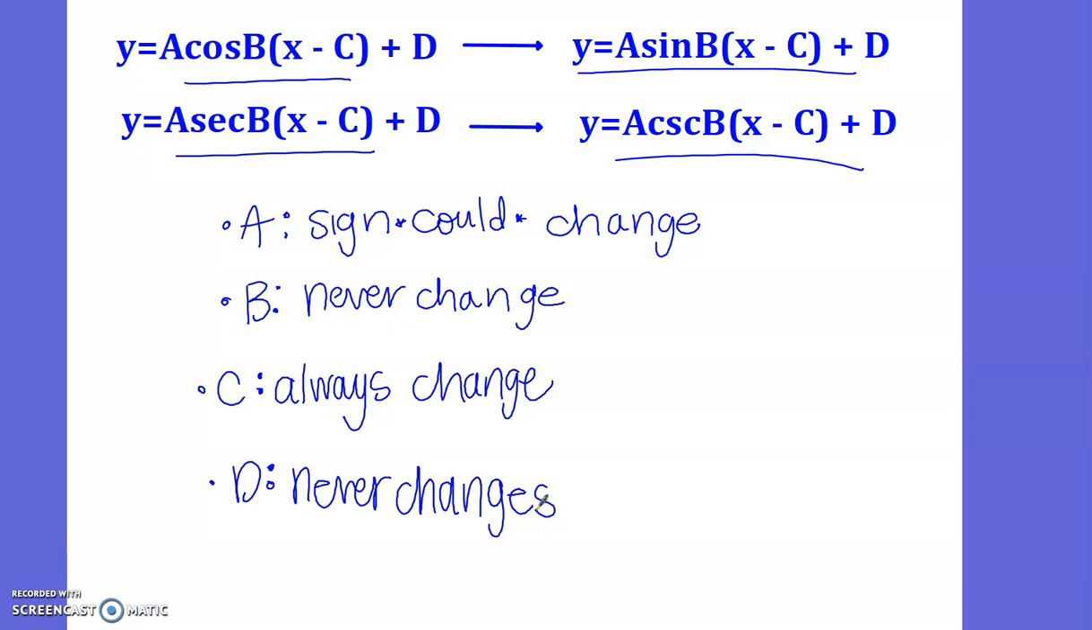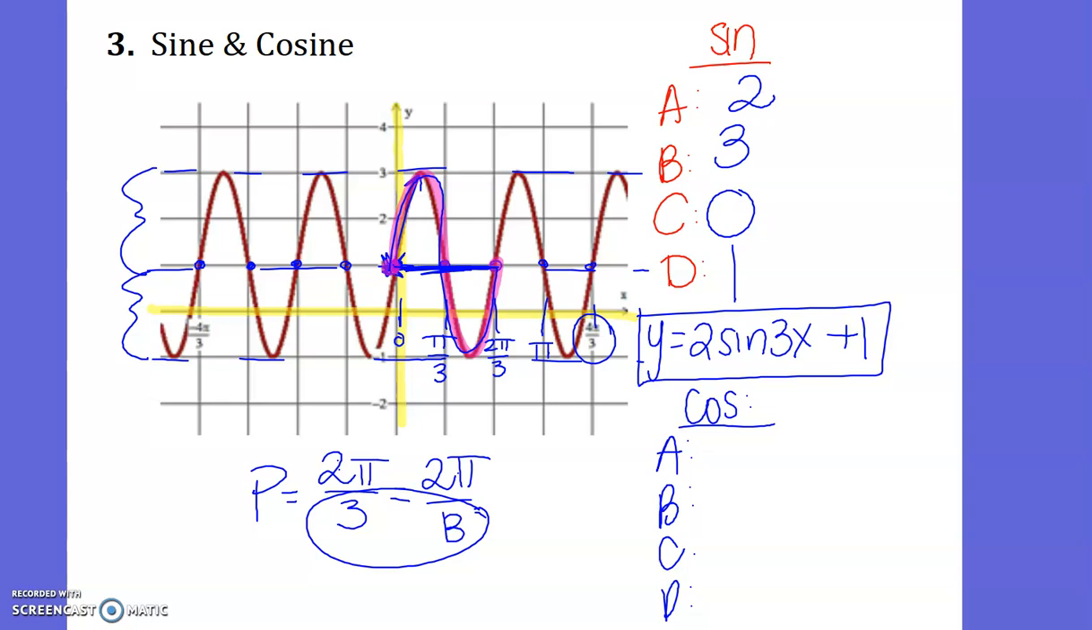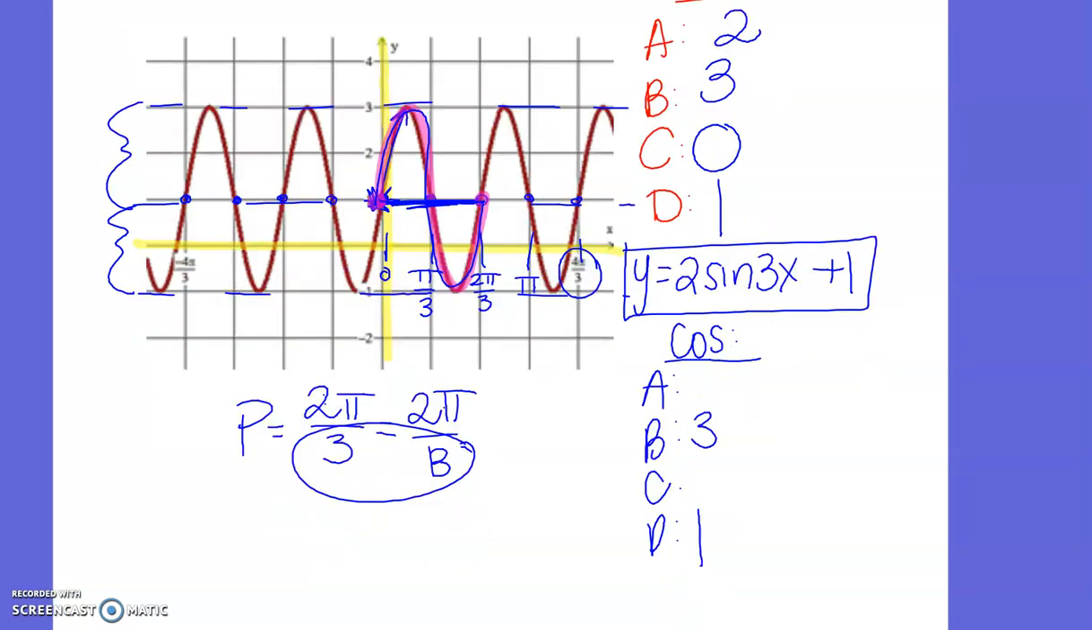Okay, so let's go back to that problem. And what I said was that I know the period doesn't change, so my B value has to be the same. And I know the vertical shift doesn't change, so my D value has to be the same. Okay, so I have to pick a starting point for cosine. That always changes. So I have to pick a point at the top or the bottom. I'm going to pick this point right here as my top point.